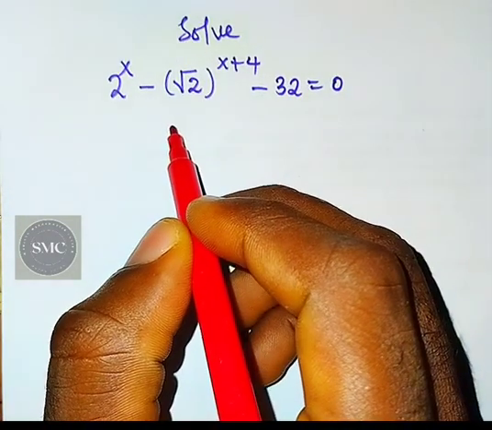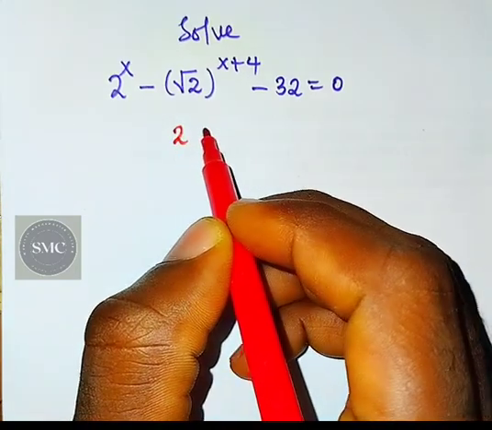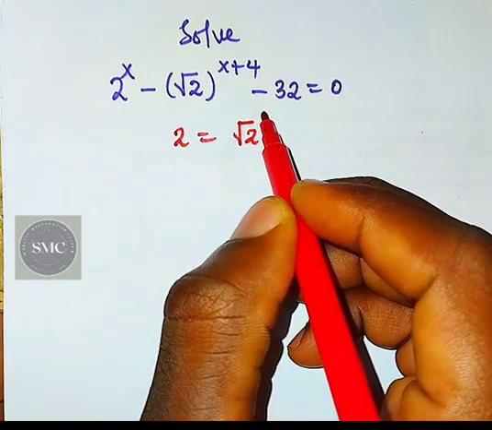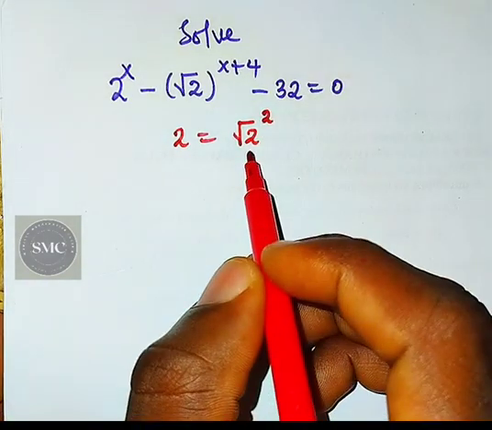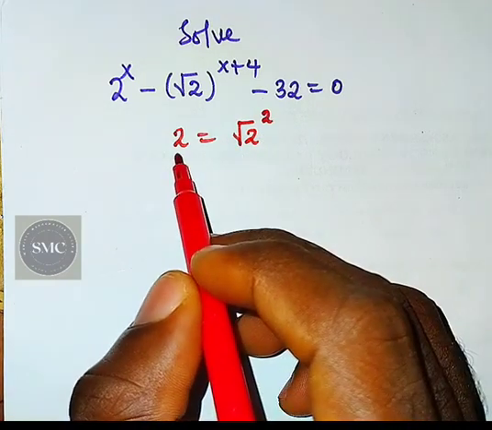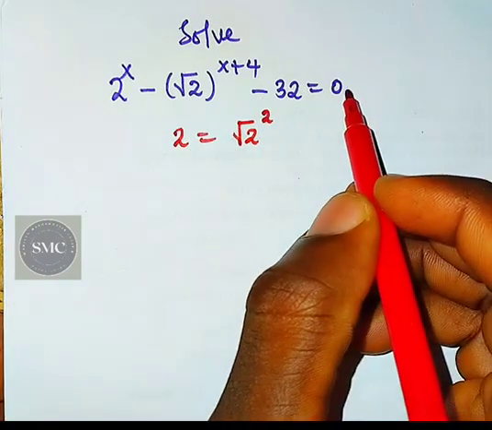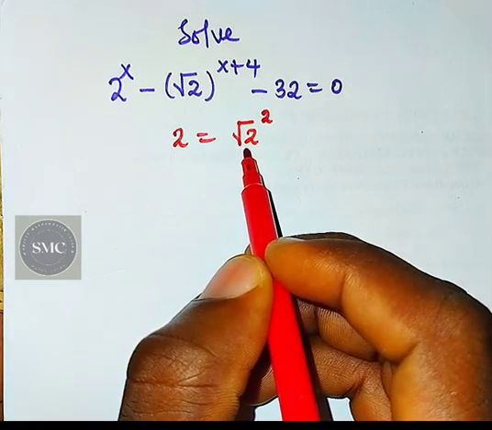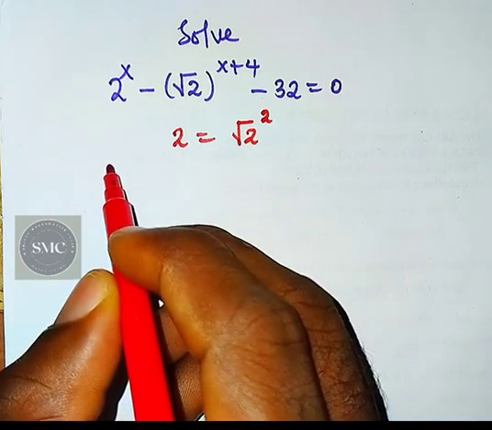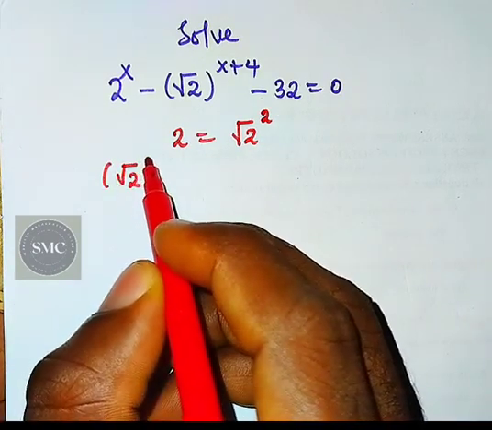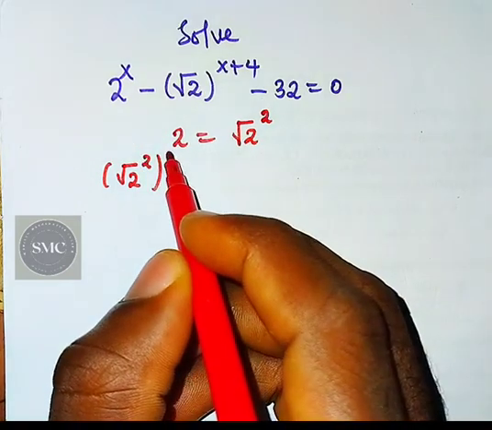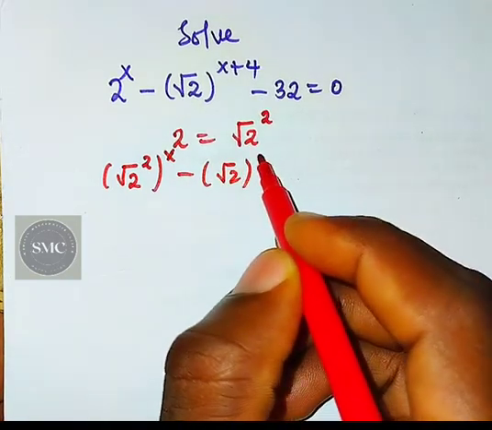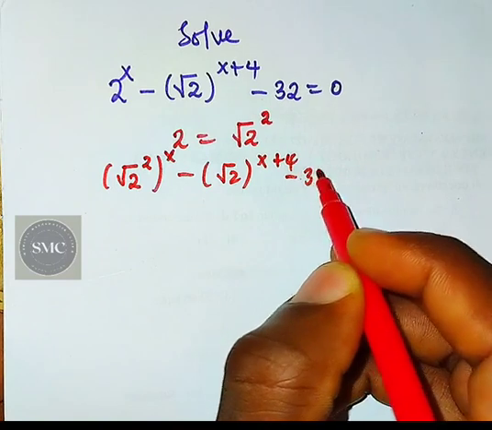So now let's see what we can write. This 2 can be written as root 2 to the power 2. So you can see that we have root 2 to the power 2, so it's the same thing as 2. So therefore we go back to this equation, and whenever we see this 2, we replace it with root 2 to the power 2. So we have root 2 to the power 2, to the power x, then minus root 2 to the power x plus 4 minus 32 equals 0.